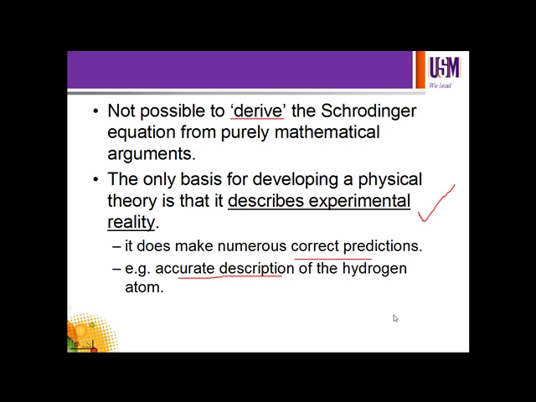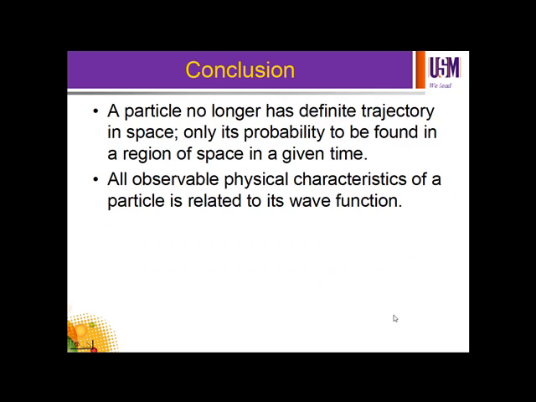Niels Bohr, of course, derived the energy levels of the hydrogen atom, but in other things, the Niels Bohr postulates were not able to explain the full description of a hydrogen atom. But by using the Schrödinger equation, we can accurately describe the properties of the hydrogen atom.